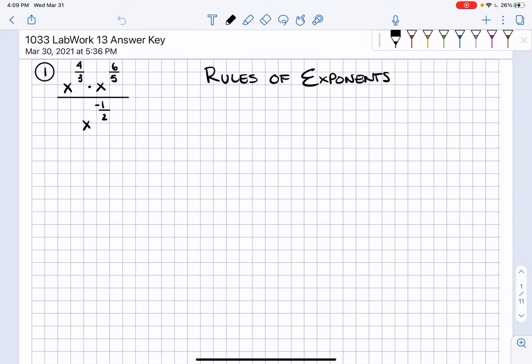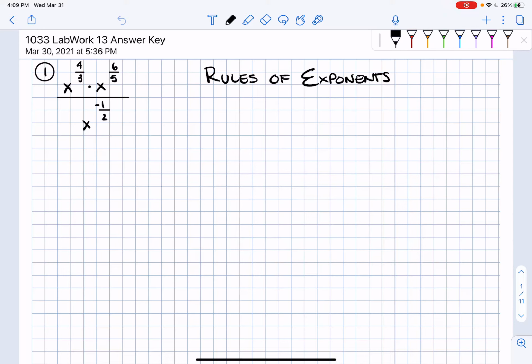All right. Let's talk about LabWork 13. So what we have here is a bunch of variables raised to a power, multiplied and divided. So we have to talk about the rules of exponents, right?